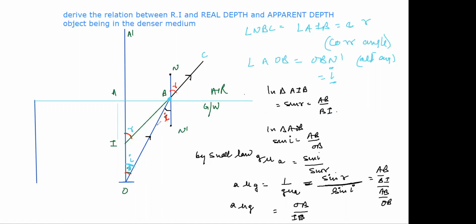Now children, listen to one thing carefully. In these proofs, a lot of assumptions go on side by side. So write in the copy, children: points A and B are very close to each other.